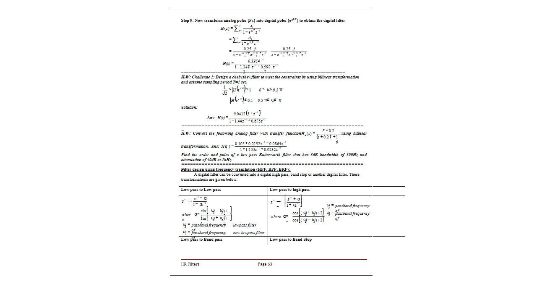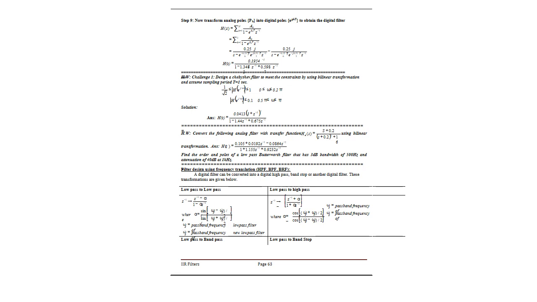Next, we have to find the filter design using frequency translation, that is high pass filter, band pass filter and BRF, band rejection filter. The digital filter can be converted into a digital high pass, band stop or another digital filter. These transformations are given below.